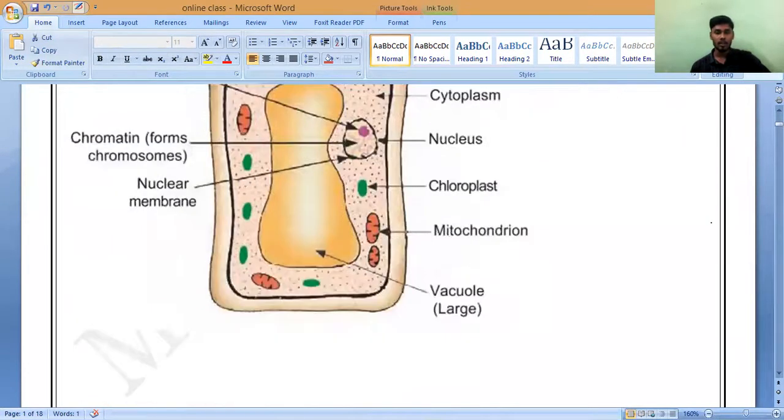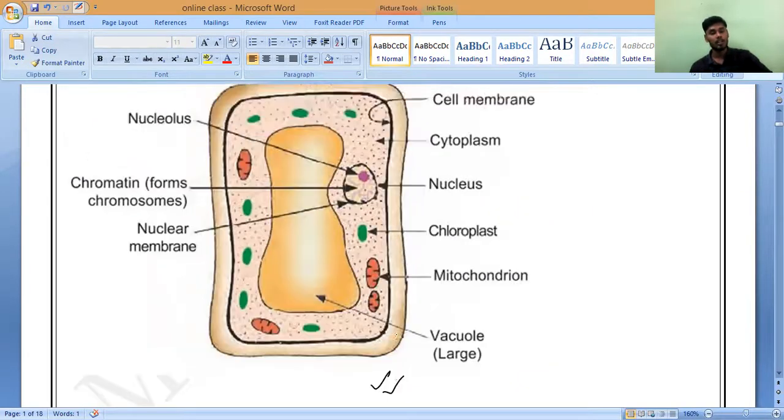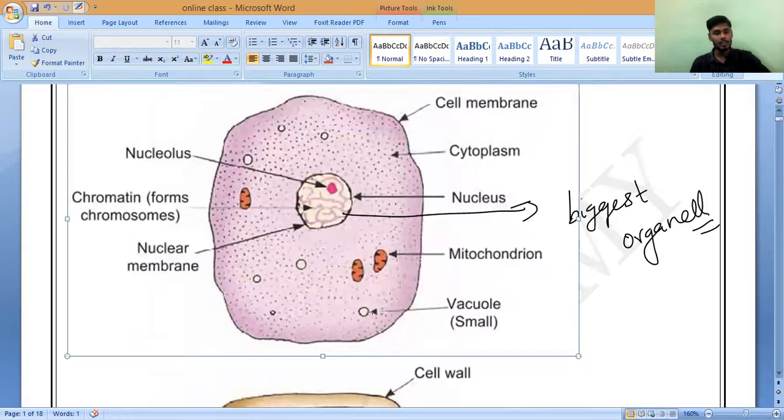If you consider here, one is called plant cell and another one is called animal cell. In these two, what is animal cell and what is plant cell? This is the animal cell. In the animal cell, the nucleus is present exactly at the center.